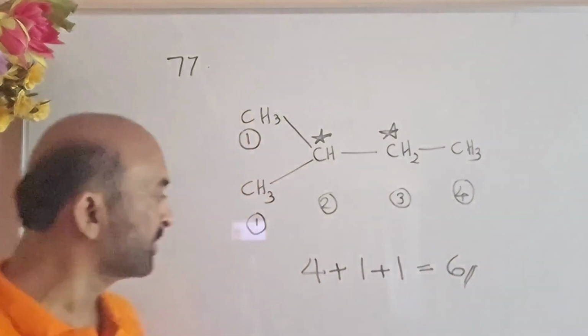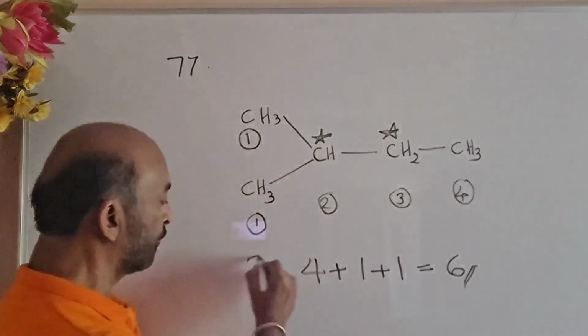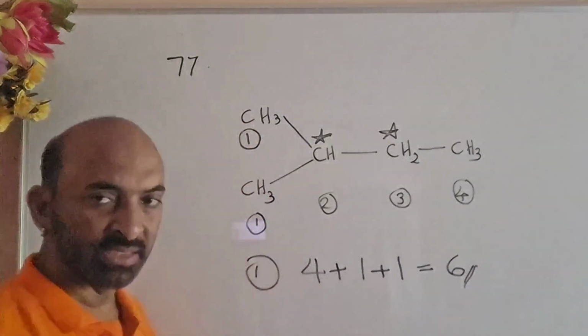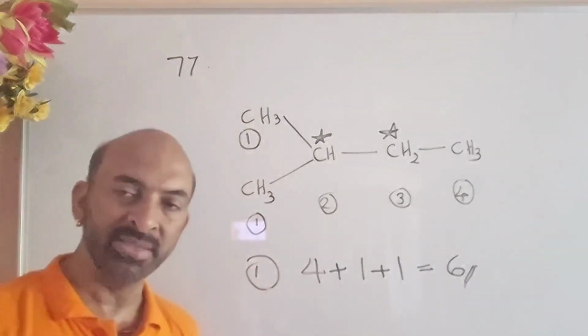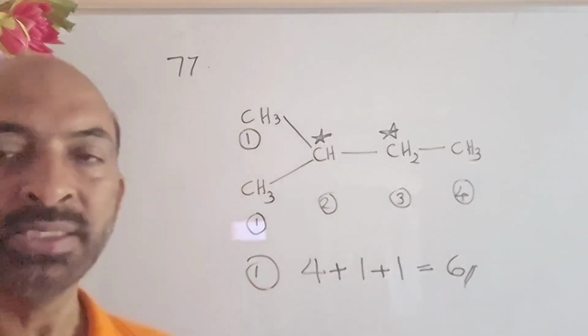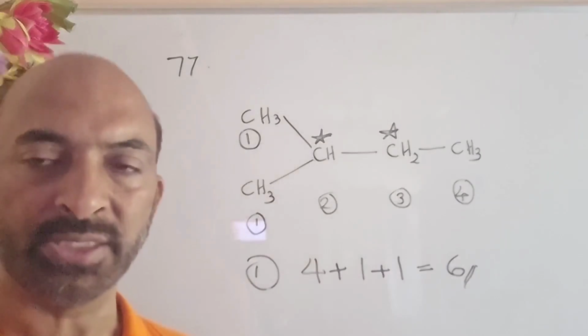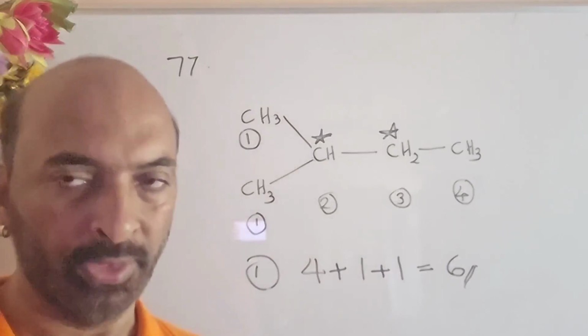So the answer for this question is 1. Among the given options, 6 is option 1. So for this question, our answer is 1 because it produces 6 isomers, including both the structural and stereoisomers. Hope you follow that. Okay.